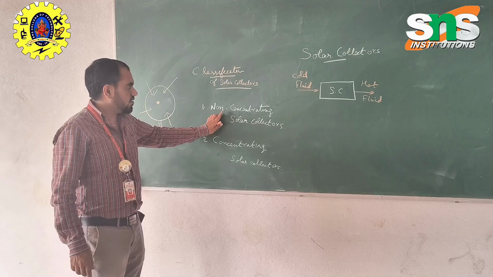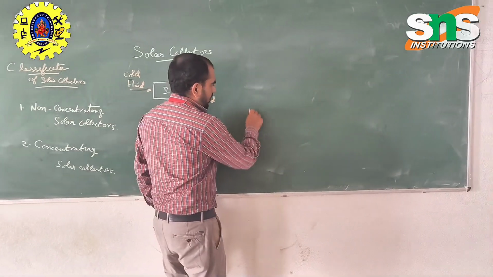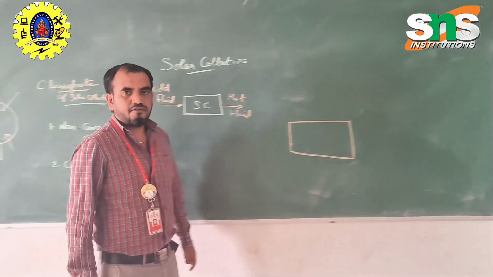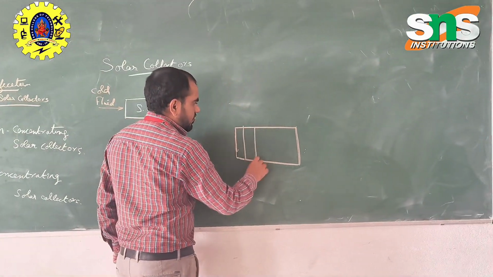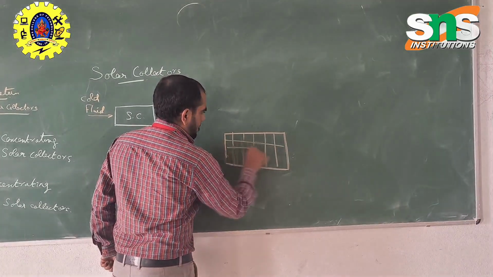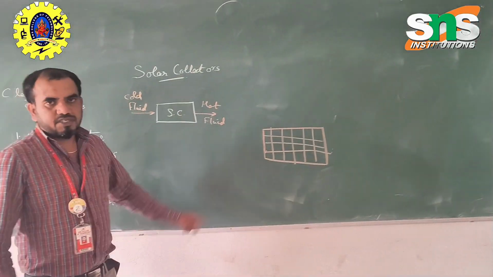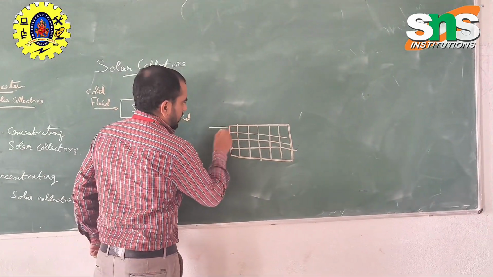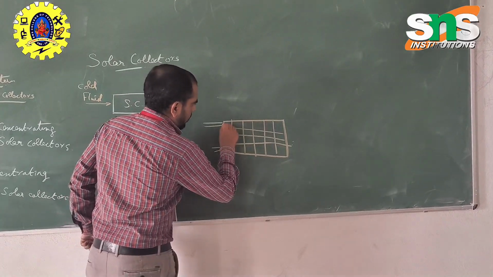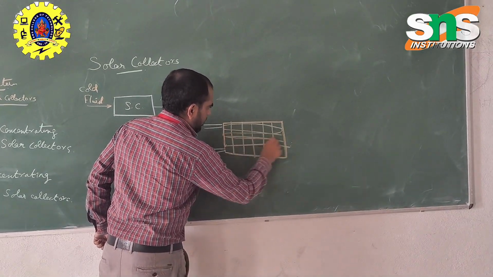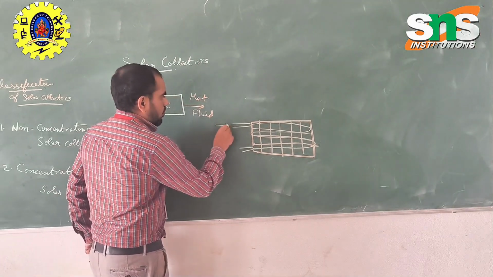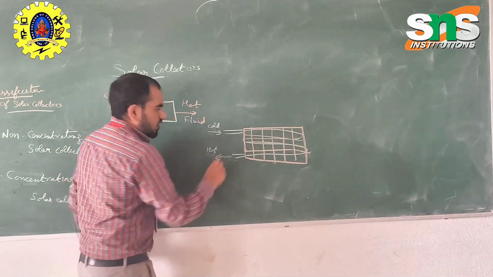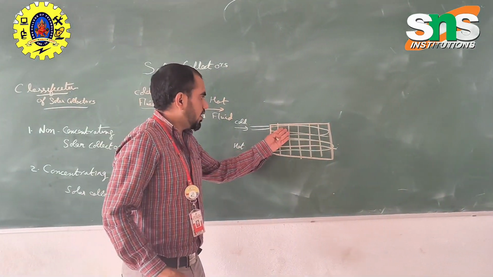For a non-concentrating solar collector, let's consider a flat plate collector. It consists of glass, that means PV glass, on a flat surface, and there will be tubes. The tube will run inside and out like this. Here the cold fluid will enter, and here the output will be hot fluid.